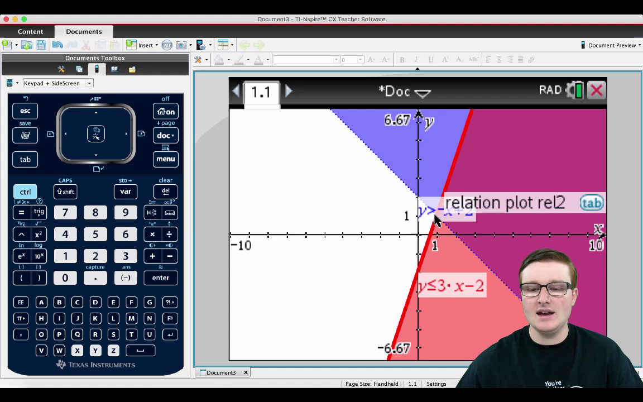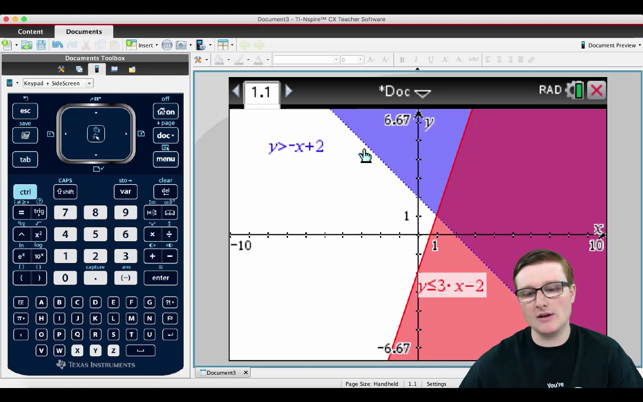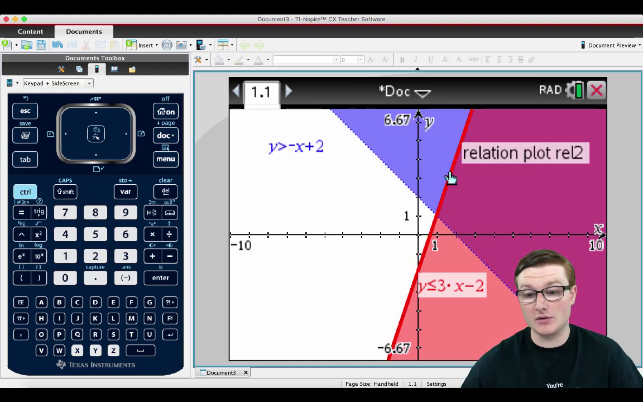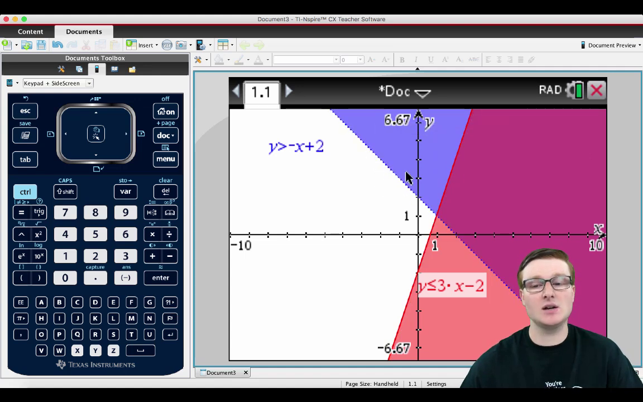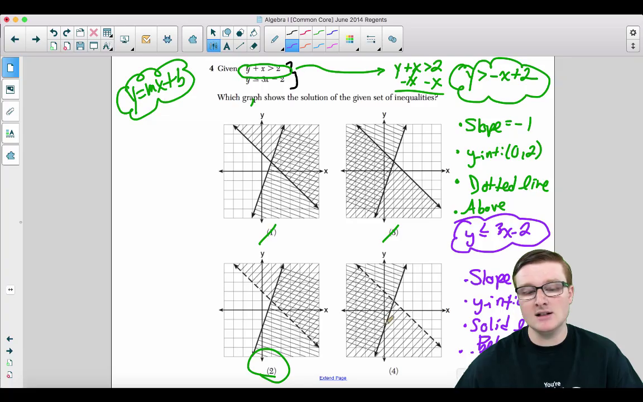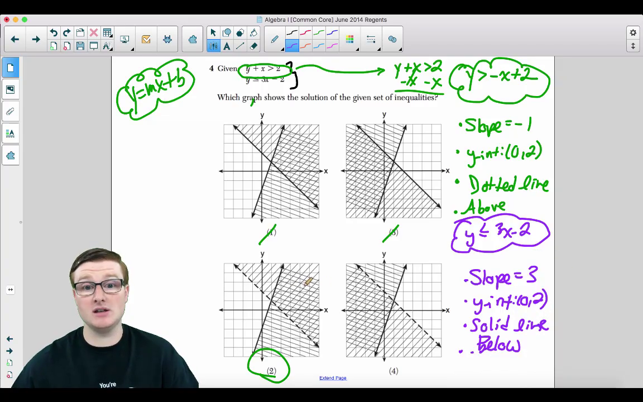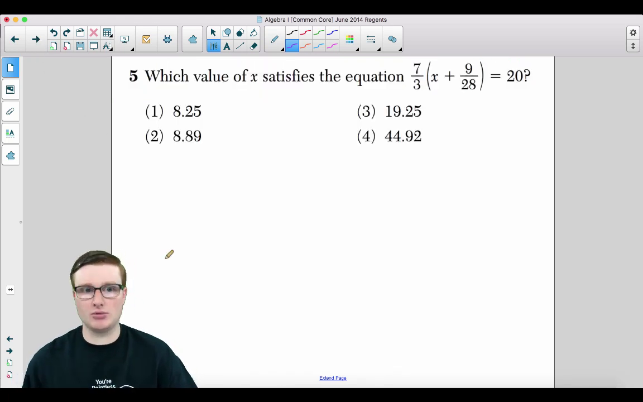And you graph it. Now, if you notice here, the blue one, if you hover over it, it's a dotted line. And if you hover over the red, it's a solid line. So that's how we know first. And the shading is to the right. Therefore, choice 2 is going to be the right answer. And that's how you could use your graphing calculator to get these questions right with no problem.